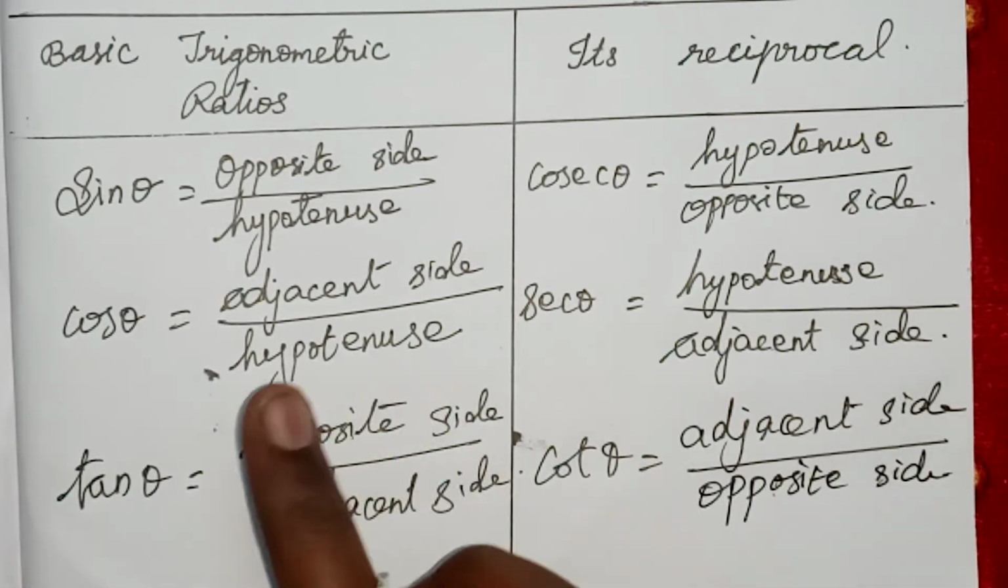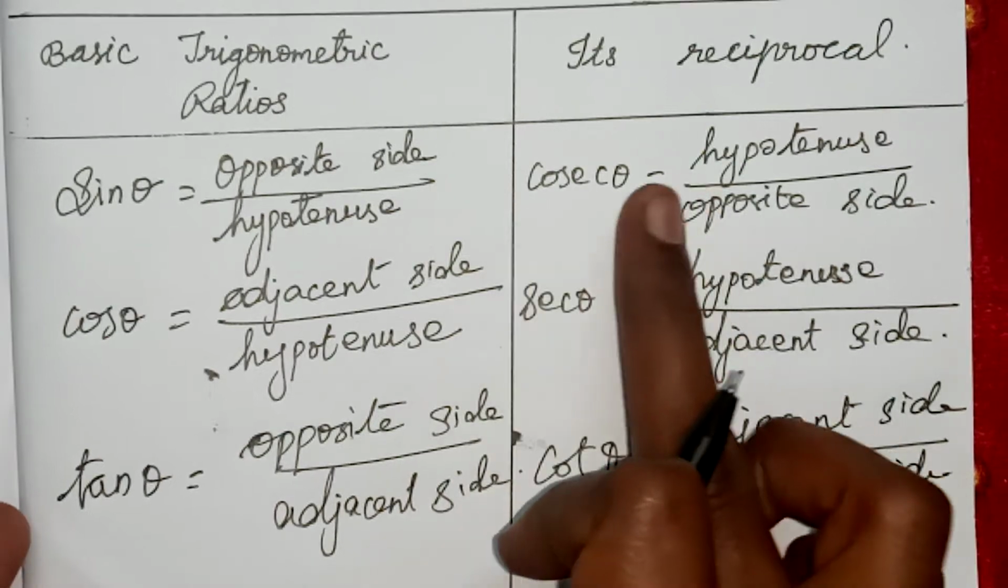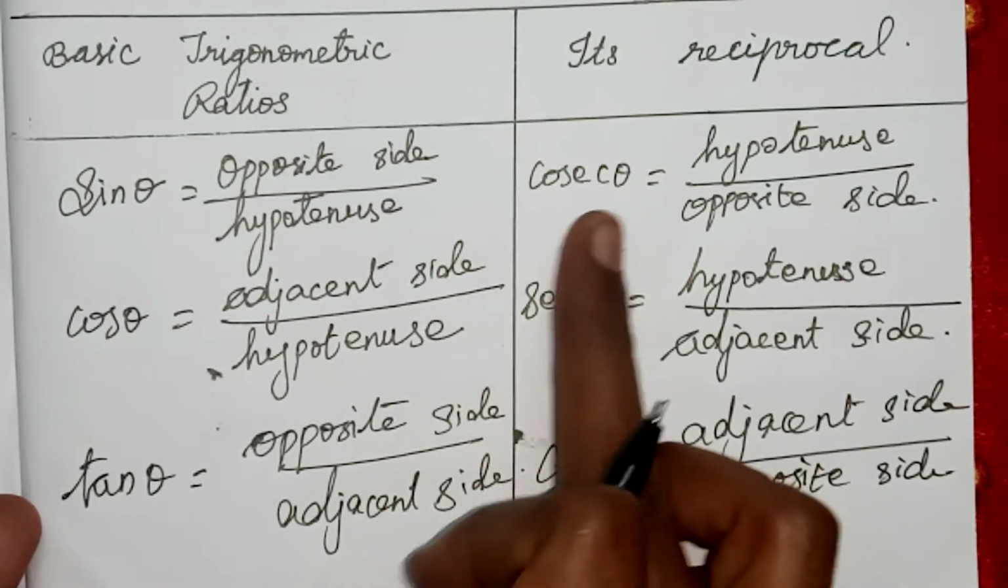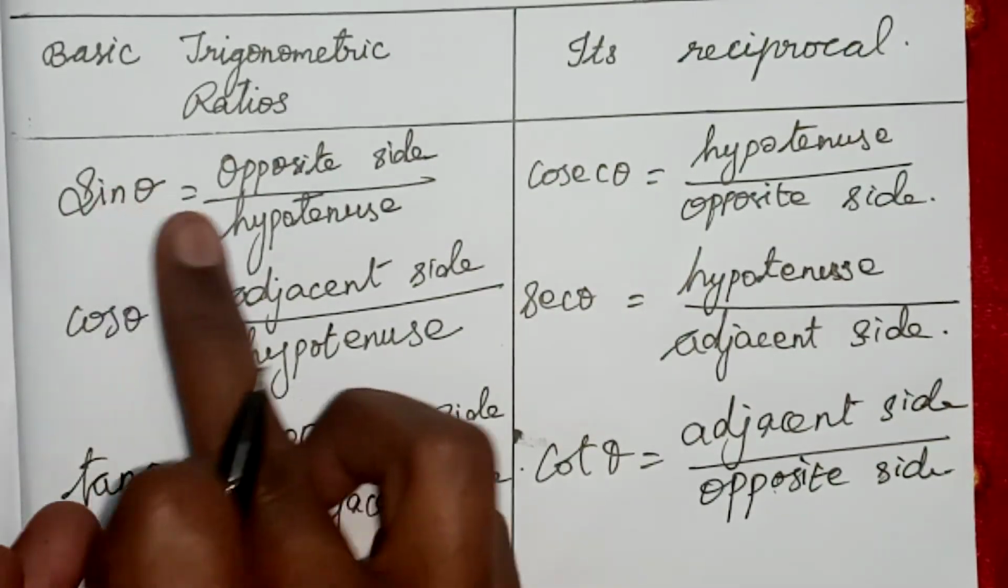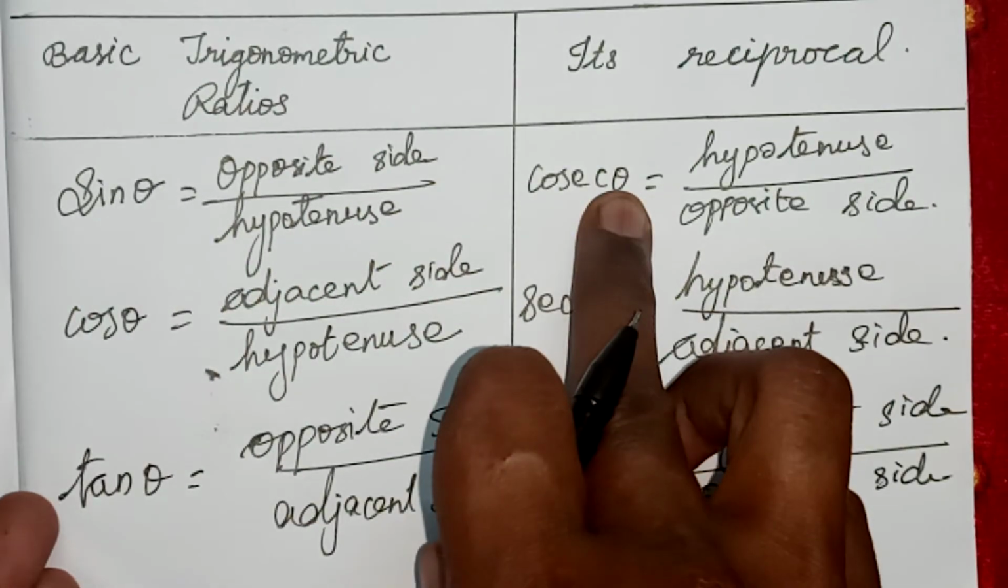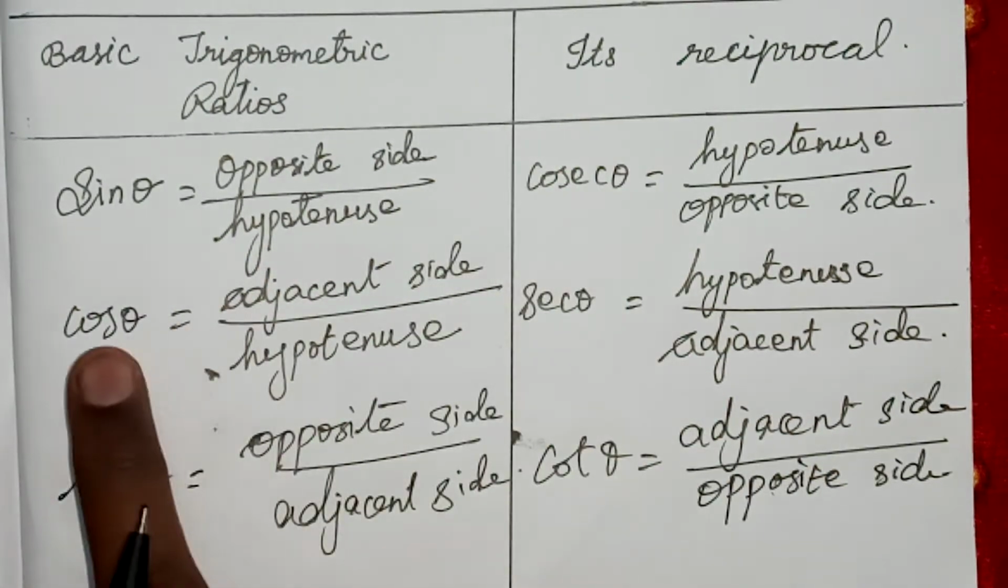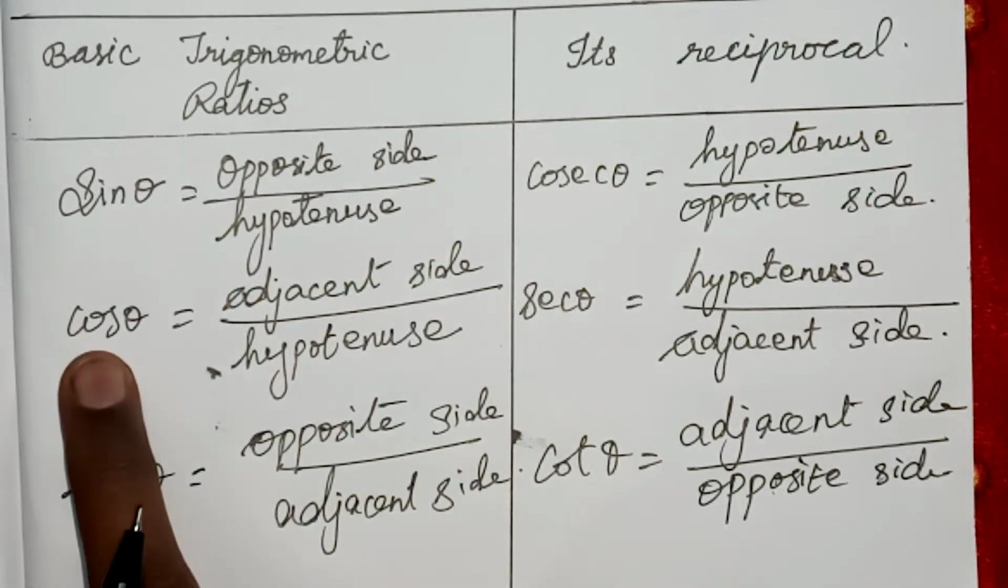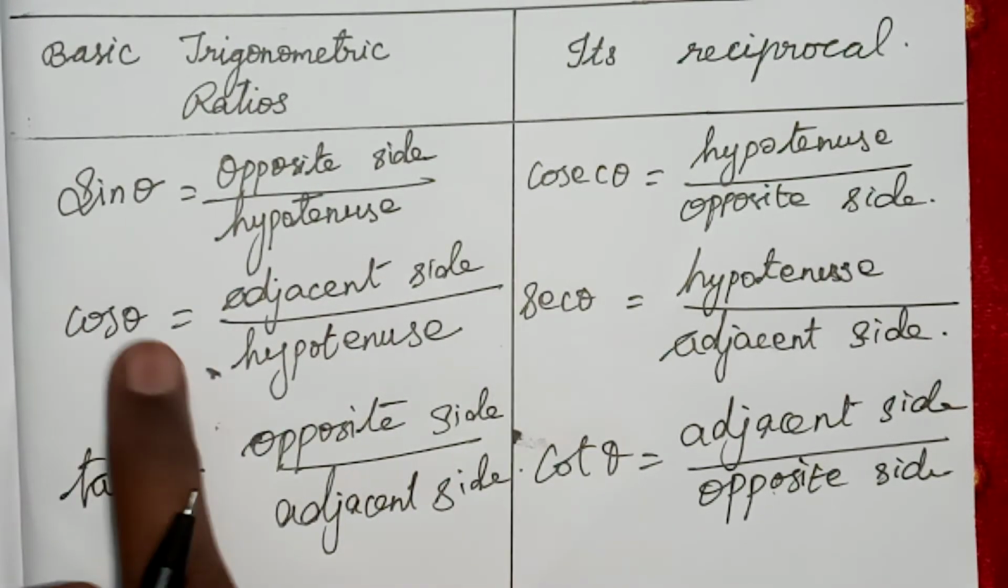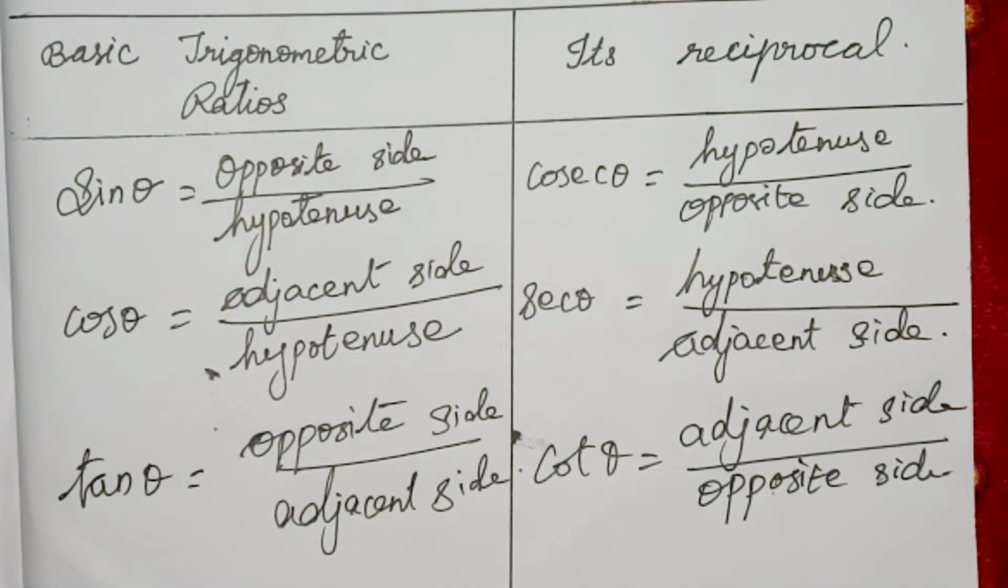Cosecant theta is the reciprocal of sin theta. Otherwise, sin theta is the reciprocal of cosecant theta. Next, secant theta is the reciprocal of cos theta, or cos theta is the reciprocal of secant theta. Next, tan theta is the reciprocal of cot theta, or cot theta is the reciprocal of tan theta.